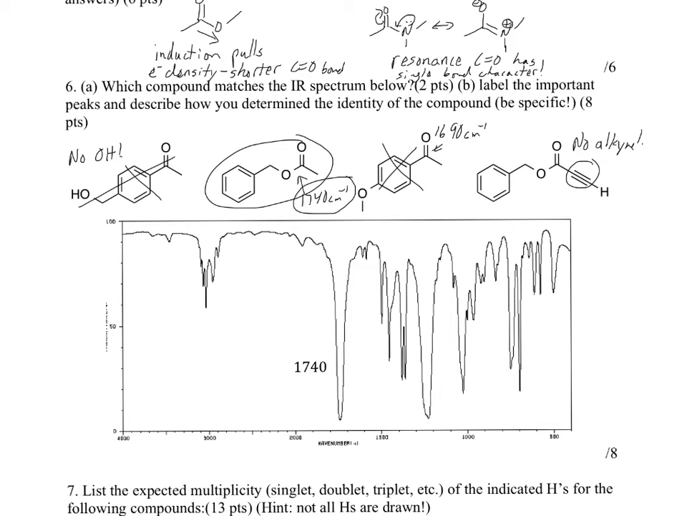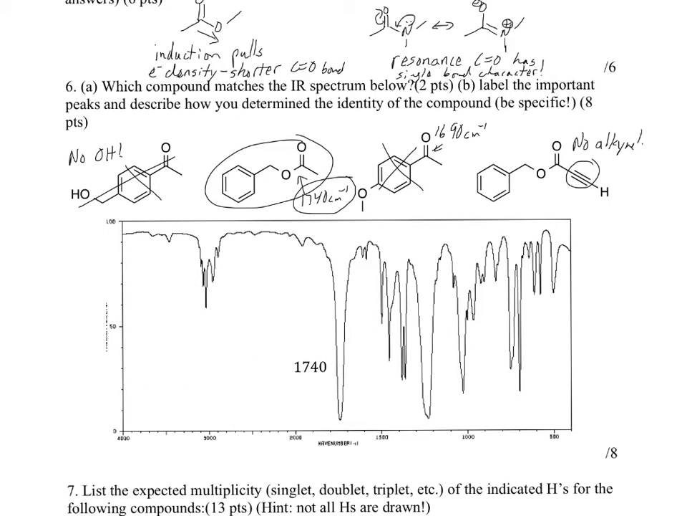All right, for this one, for 6, it asks you which compound matches the IR spectrum below. Label the important peaks and describe how you determine the identity of the compound. Be specific. So things to look for. Remember, the peaks that are here are just as important as the peaks that are not. So if I look at this compound, I should see an OH. I look here, I do not see a big, broad OH stretch, so I can immediately eliminate that one.